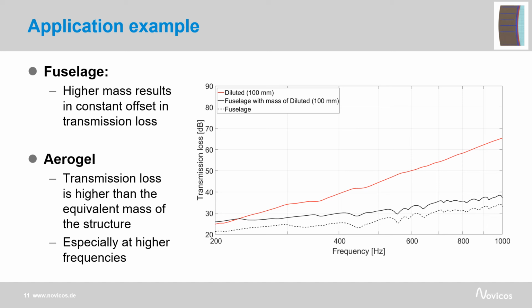To analyze the effect of the mass, I added the mass of the isolation to the structure by changing the density of the structure. The resulting transmission loss in the black curve only shows a constant offset through the whole frequency range, whereas the aerogel yields a higher transmission loss, especially at higher frequencies. The results show that the aerogels not only have good acoustic properties due to their mass, but due to their porous properties.